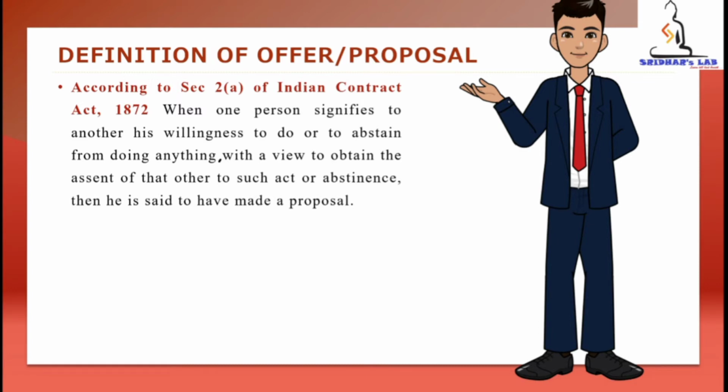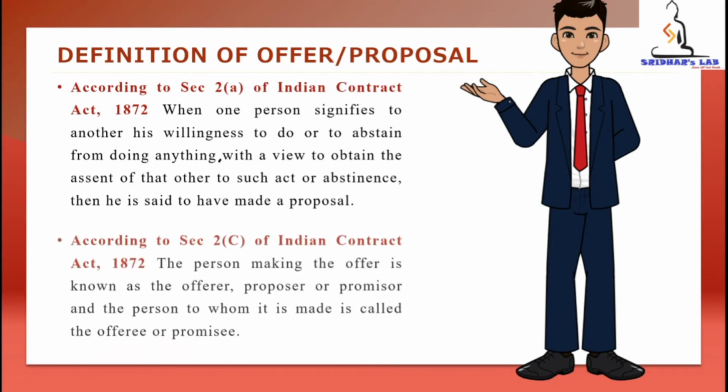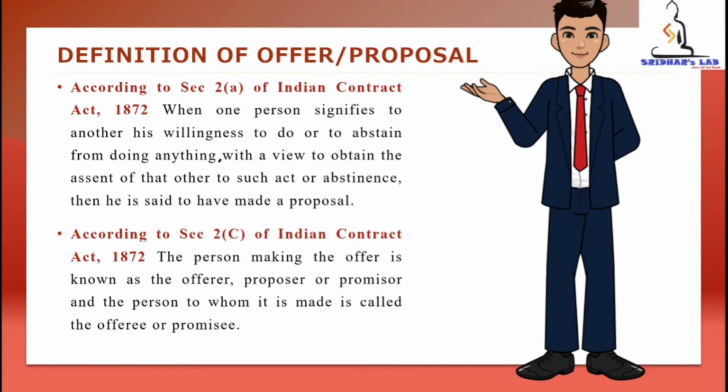For example, Mr. A may be offering his house to Mr. B for rupees 1 lakh. So, this is an offer made by Mr. A to Mr. B. When an offer is made, a minimum of two persons are involved. The person who is making an offer is known as an offerer or proposer or promiser, and the person to whom an offer is made is called an offeree or promisee.